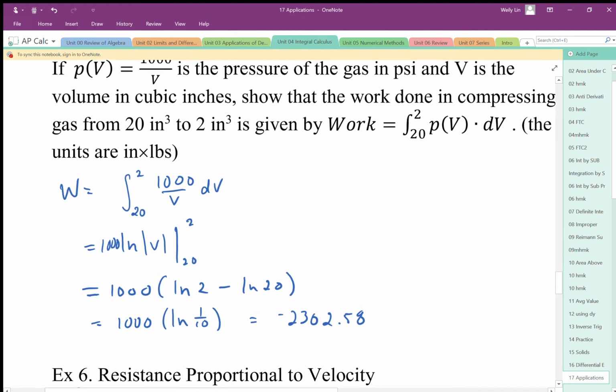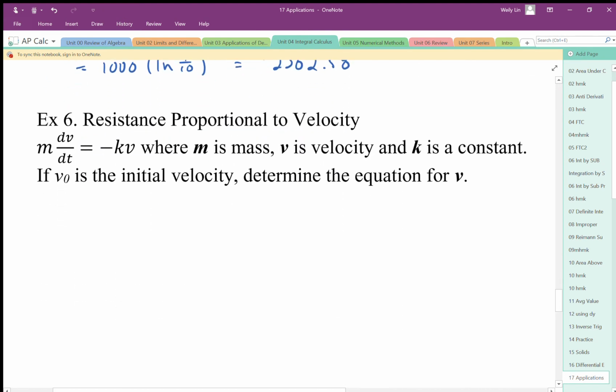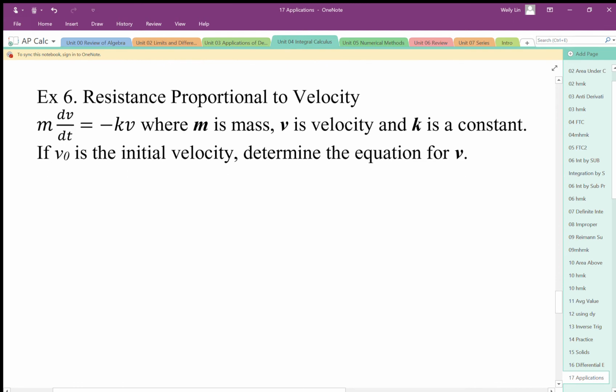Okay, the next one: resistance proportional to velocity. So when we are moving through some fluid, and air we consider a fluid, the resistance is proportional to velocity. The faster you go, the more resistance you're going to have. Okay, so the resistance is mass times acceleration, and it's a constant times velocity. And we're going to assume that mass is constant here.